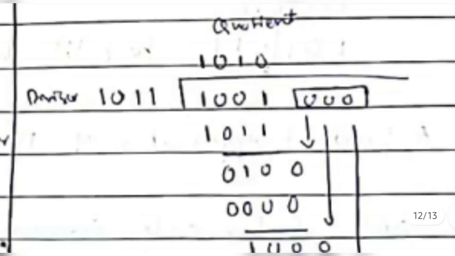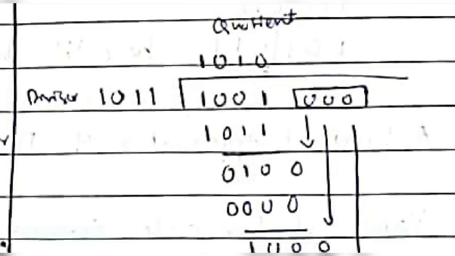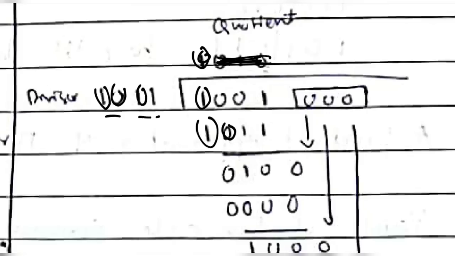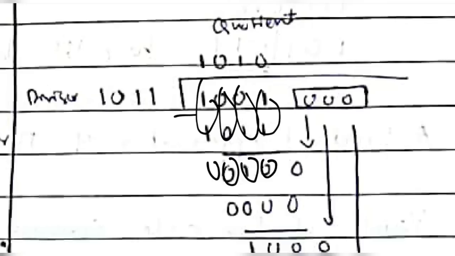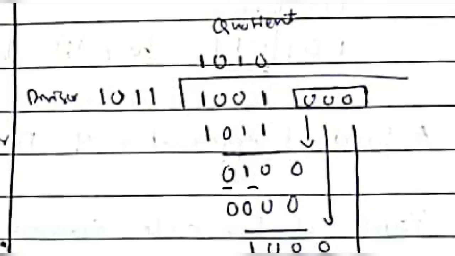Then how to divide? See here, with 1011 we will be seeing here: 1 ones are 1, 0 ones are 0, 1 ones are 1, 1 ones are 1. Then we'll be subtracting. It will be 1 minus 1 is 0, 0 minus 0 is 0, 1 minus 1 is 0. We'll be bringing down 0 here.